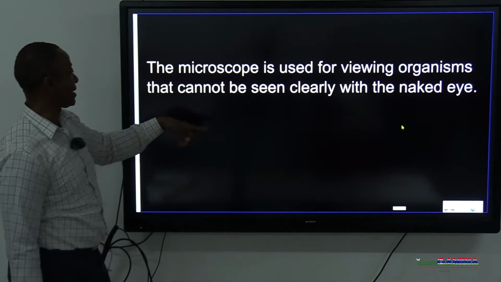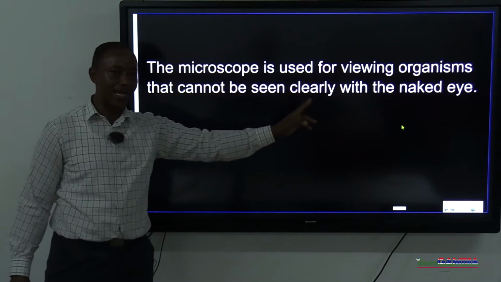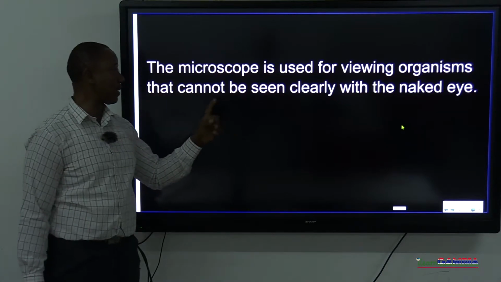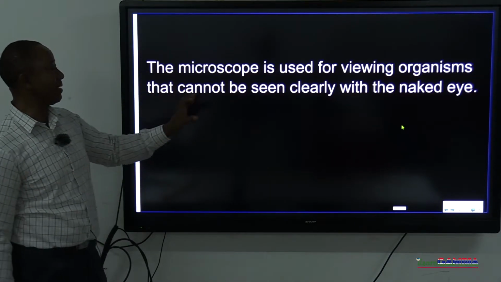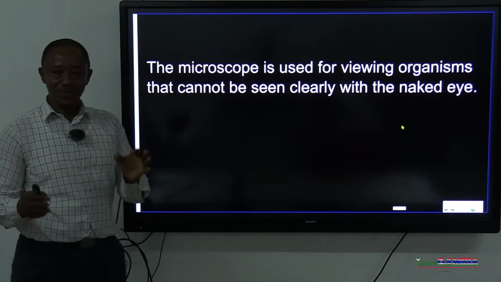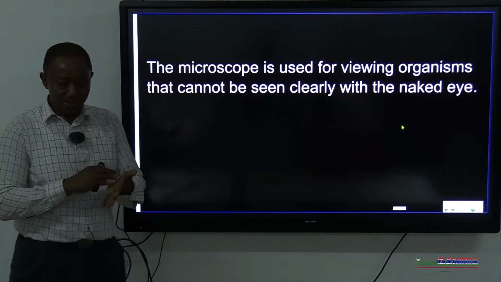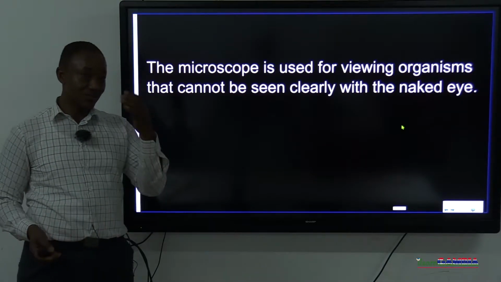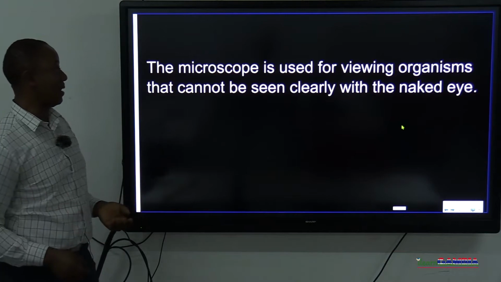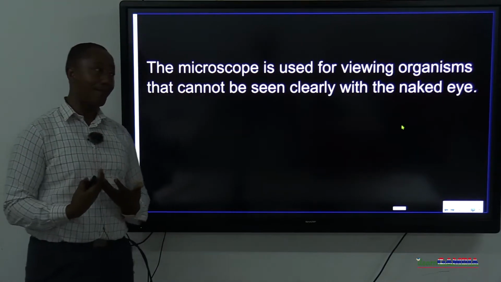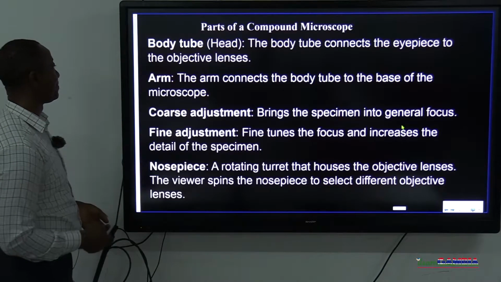First of all, let us understand it is used for viewing organisms. The microscope is used for viewing organisms that cannot be seen clearly with the naked eye. So for things that are small, can be seen but not seen clearly, you can use a hand lens. But things that you look at and you can't see them, but you know they are there, you need a microscope so it will make them appear bigger, and then you can actually see them.